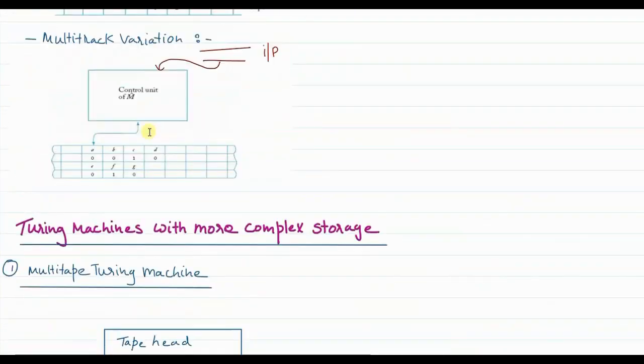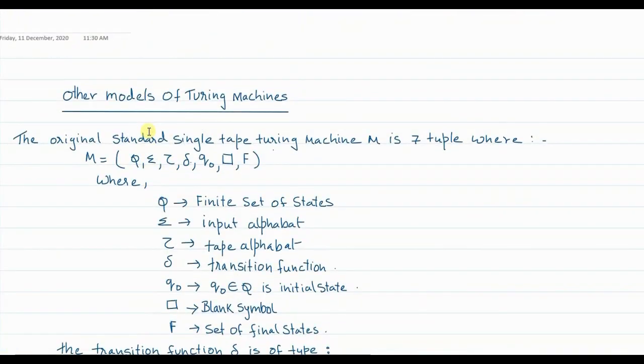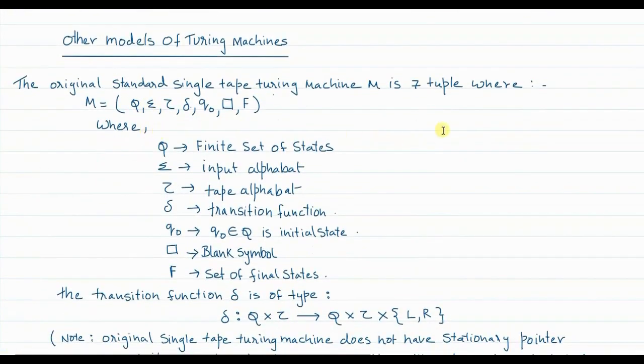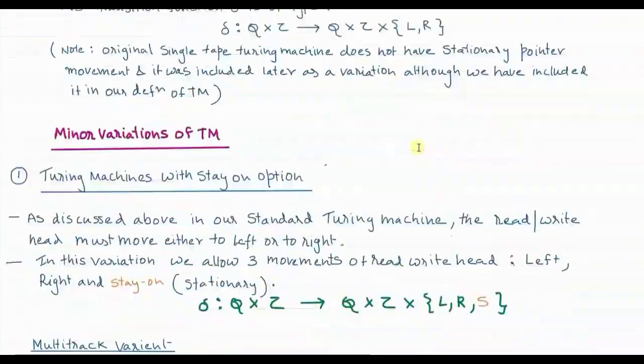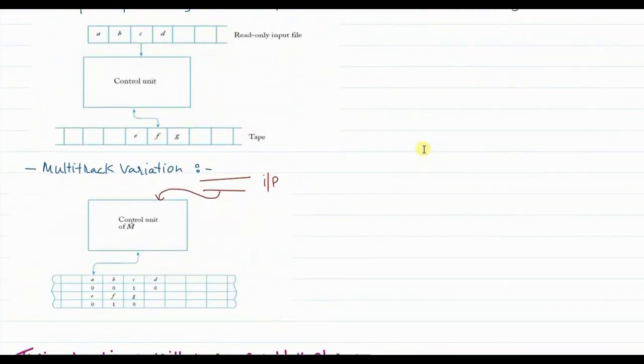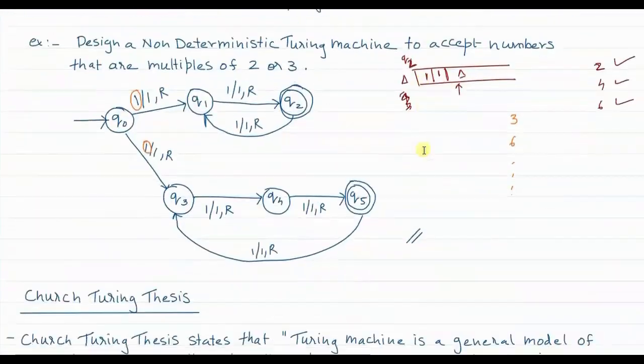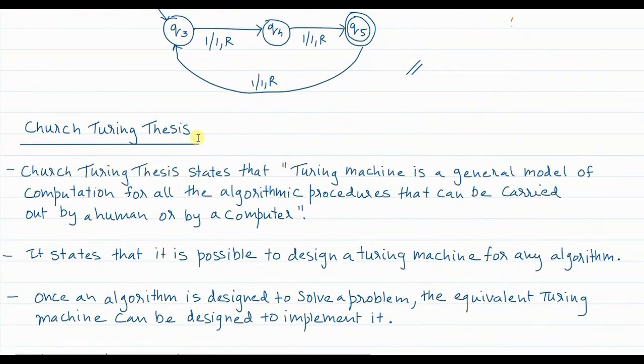So that is it for this lecture. What I suggest is, this is basically the overview of the different other models of Turing machine, and at the end we have also discussed the Church-Turing thesis. So do go through this and also go through the textbook. Thank you.